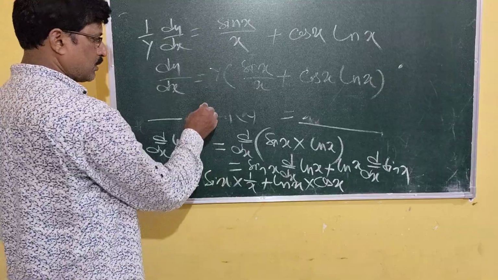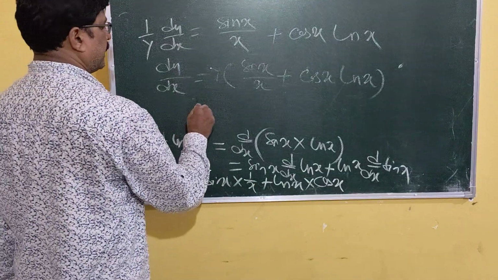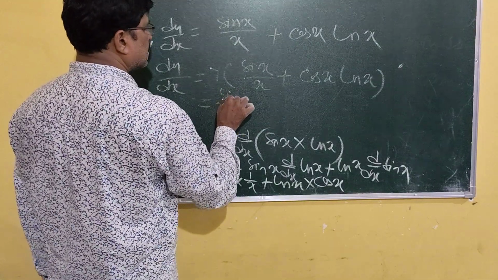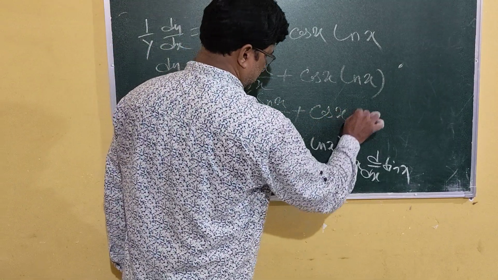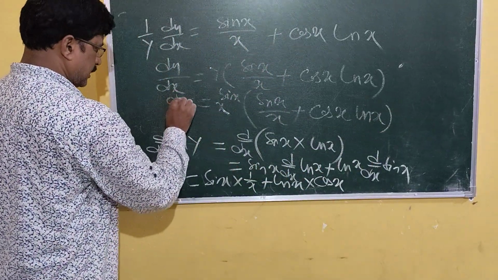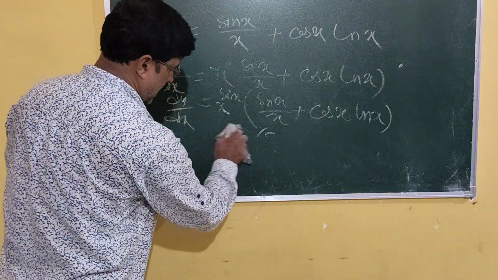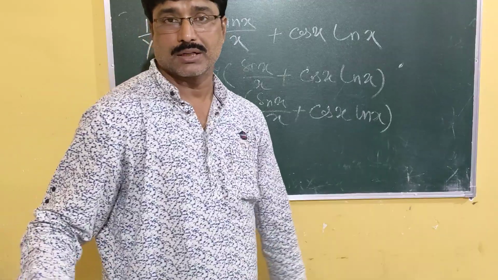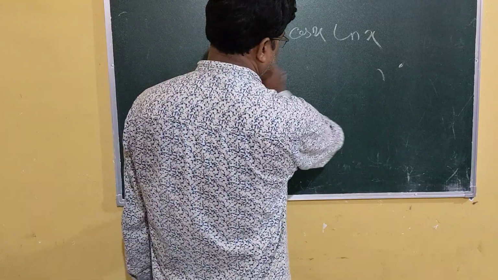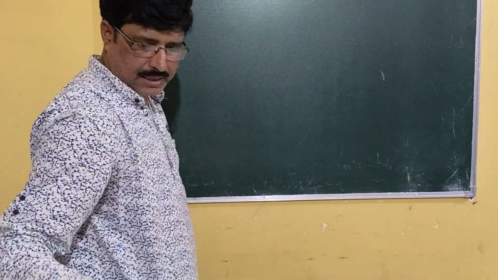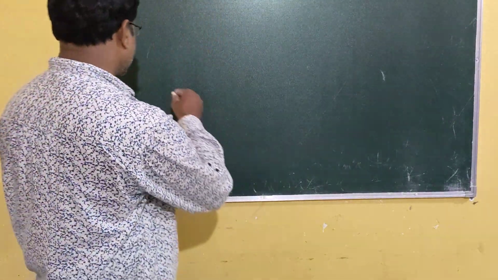Putting the value of y, which we have taken as x to the power sin x, dy by dx is equal to x to the power sin x into sin x by x plus cos x ln x. This is our dy by dx. This is about your logarithm function, how we can take the derivative of different logarithm functions. I am taking one more problem. After that, we will close this derivative section, and in the next class we will discuss some more problems on these log derivatives.